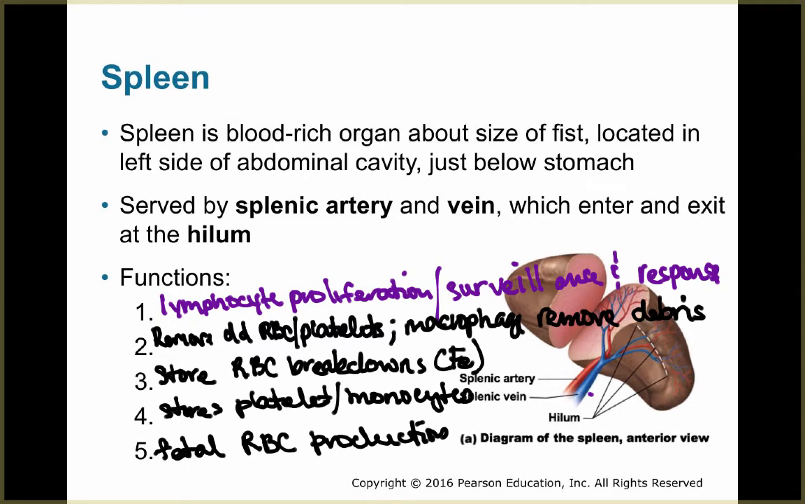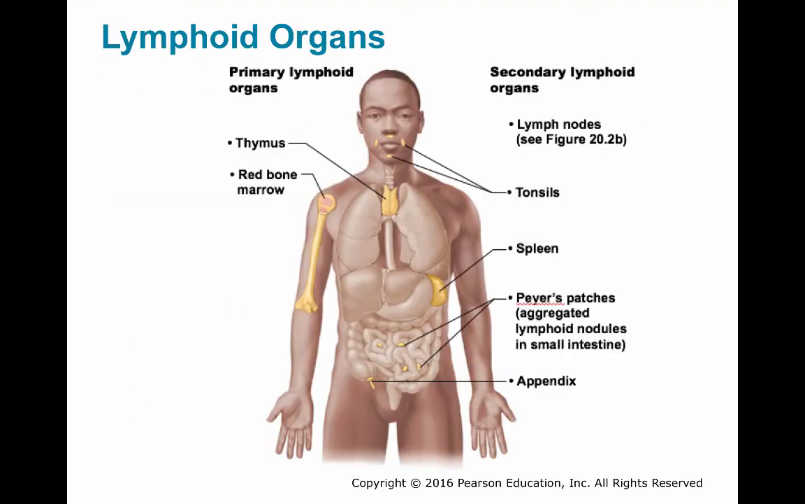This organ also has a fibrous capsule and also has trabeculae. And so you can see the spleen farther down, and we're covering some of the secondary lymph node organs right now. So we've done the thymus, we've done the red bone marrow, we've done lymph nodes, we've done tonsils, right? So basically, we're going to look a little bit at the histology of the spleen.